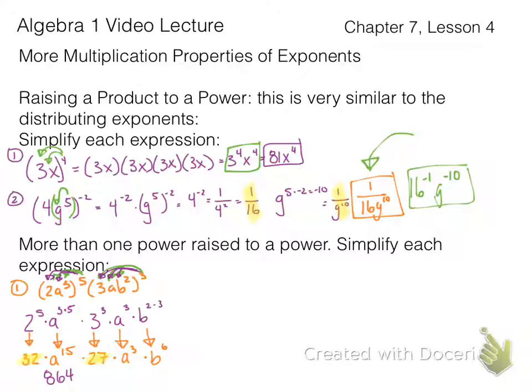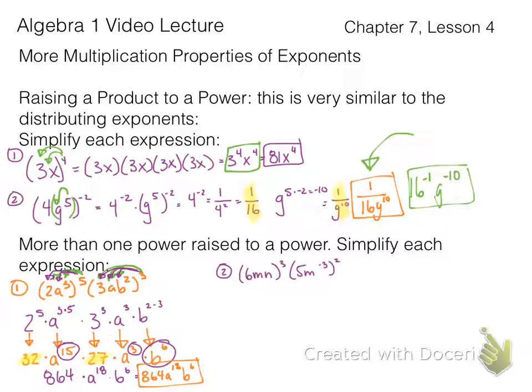a to the 15th times a to the 3rd, add the exponents, which means it would be a to the 18th, and then we just have b to the 6th off on its own, which means if I write it without the multiplication dots, I have 864 times a to the 18th times b to the 6th. All right, next problem. Remember, we're going to distribute the exponents to everything that's inside the parentheses.